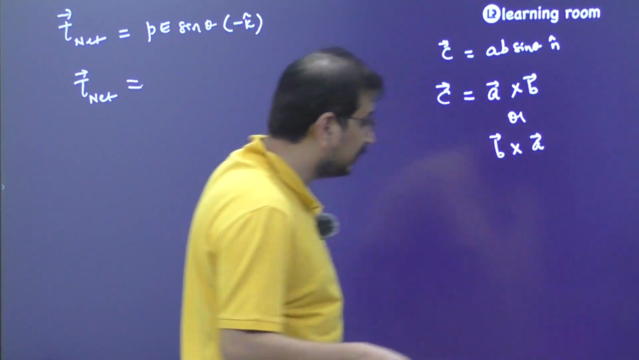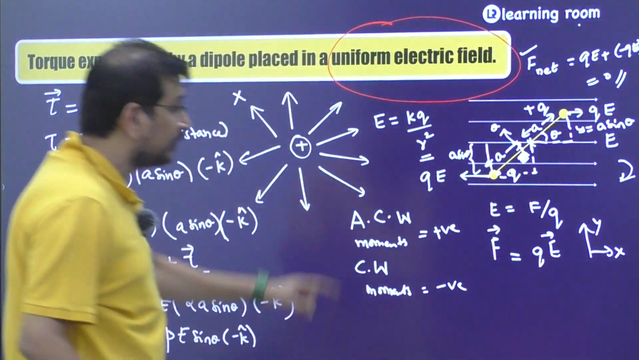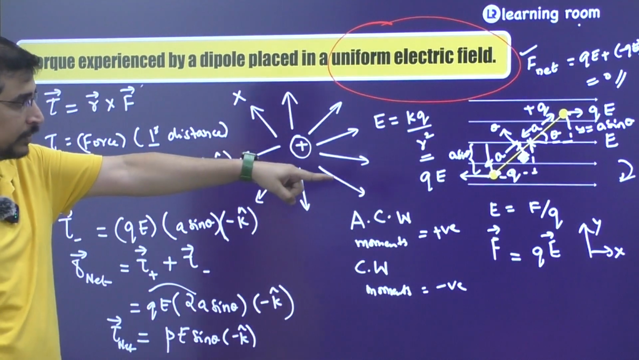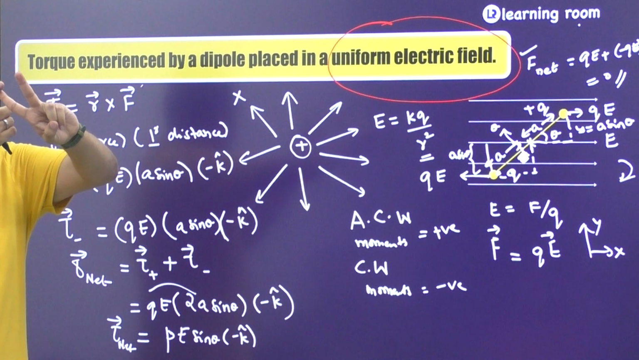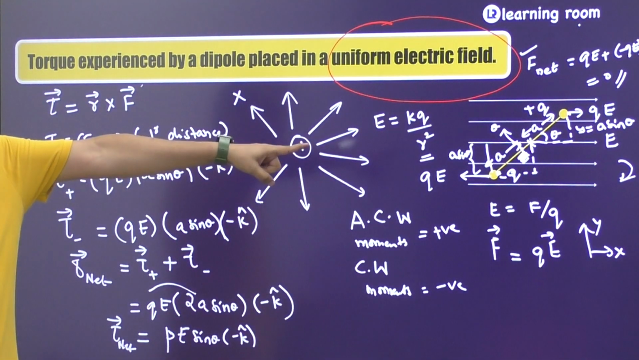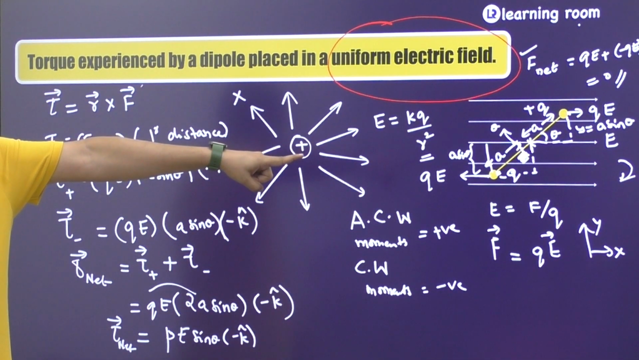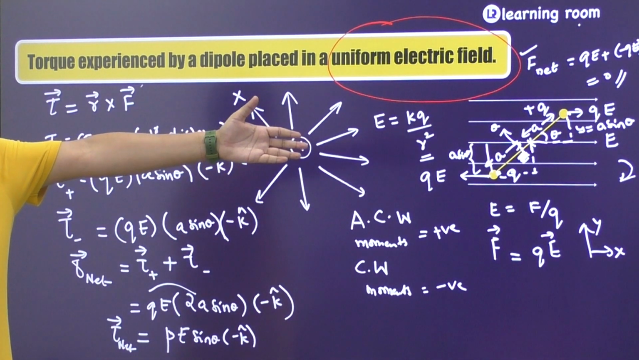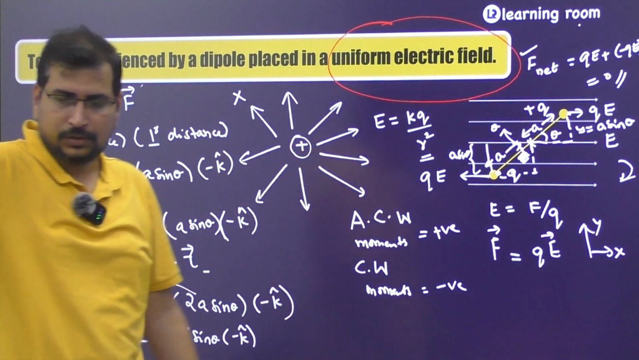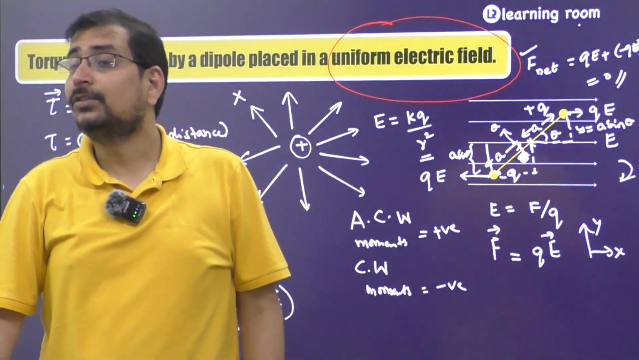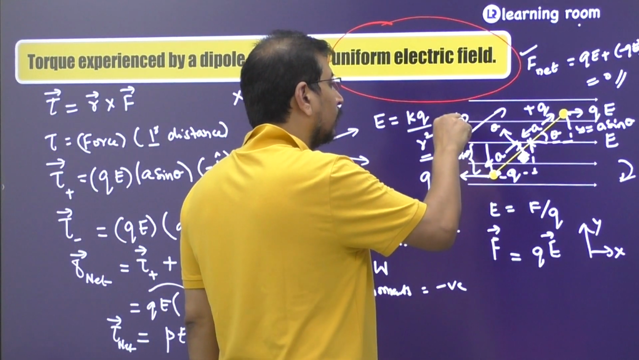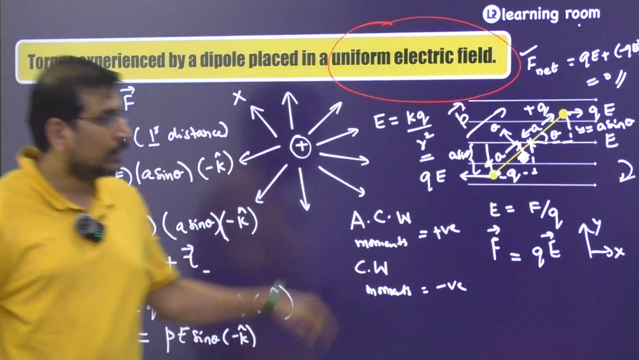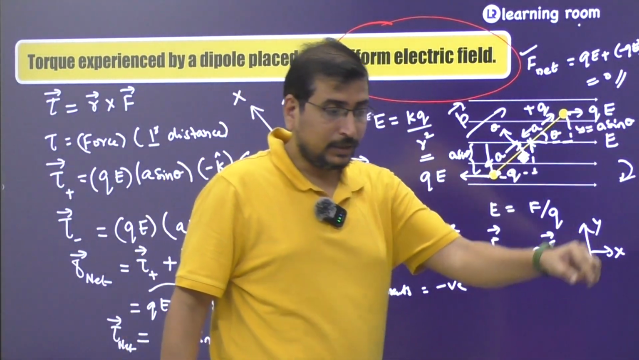So having said this, if I go back to this diagram, what is the direction? What are the two vectors involved? Dipole moment and the electric field, pE sine theta. So what is the direction of dipole moment here? Check your notes of yesterday. It is always from the negative to the positive charge. So this is the direction of dipole moment and this is the direction of electric field.